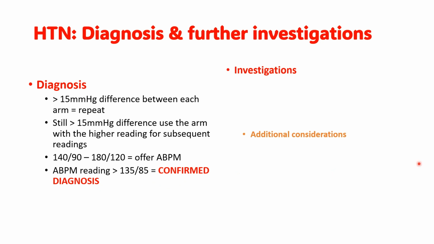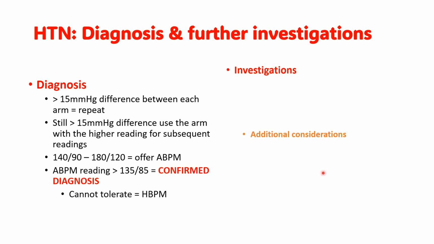Essentially, with ABPM, you have two measurements per hour of a person's waking hours, typically between 8 and 10, and you basically average at least 14 measurements. So you're getting a very accurate reading throughout the day of how the patient's blood pressure fluctuates.